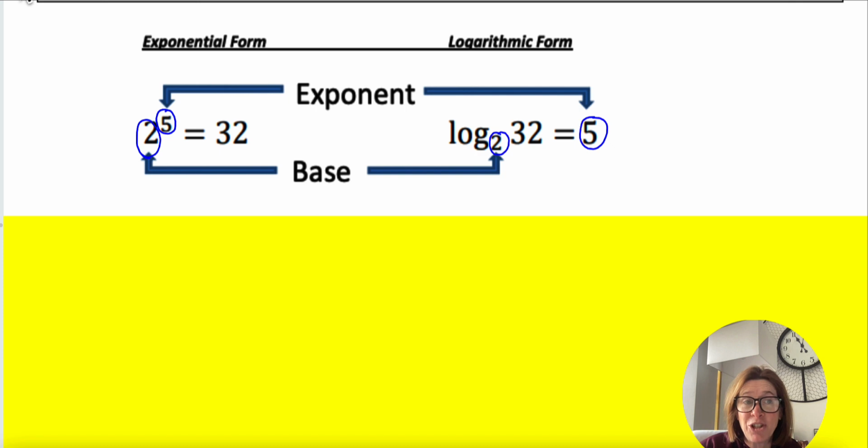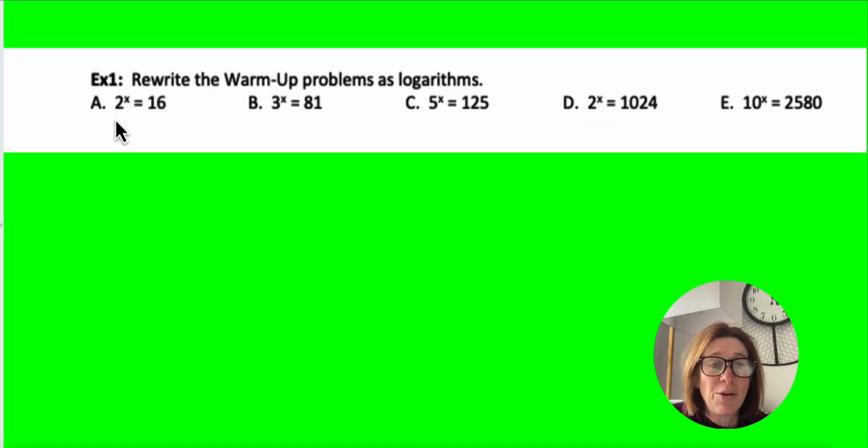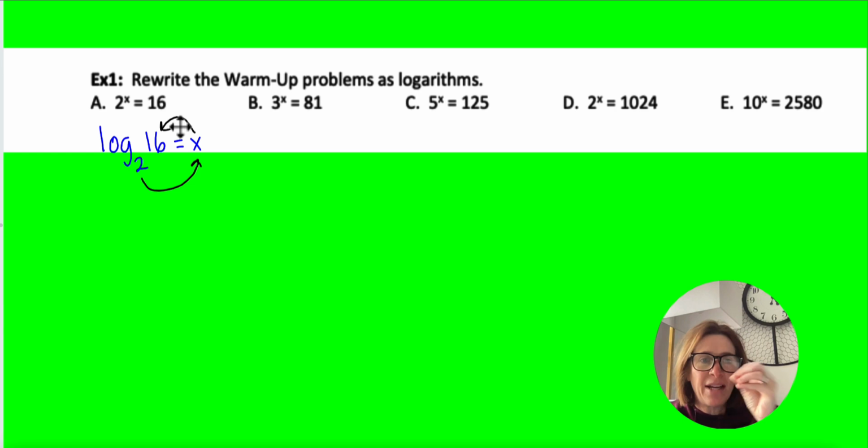So let's look at how we would do that. So if I want to rewrite this exponential as a log, I would write it as log base 2 of 16 equals x. So you can see that if I were to go around the world this way, 2 to the x is 16. So you can see how they kind of go back and forth.